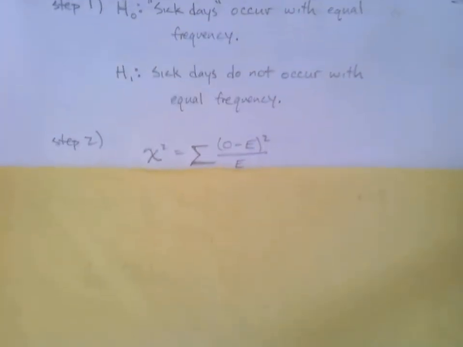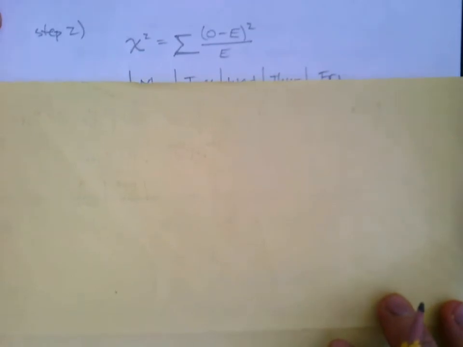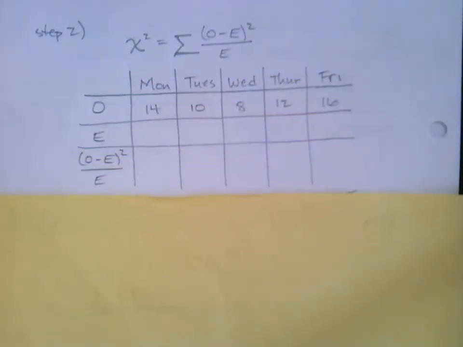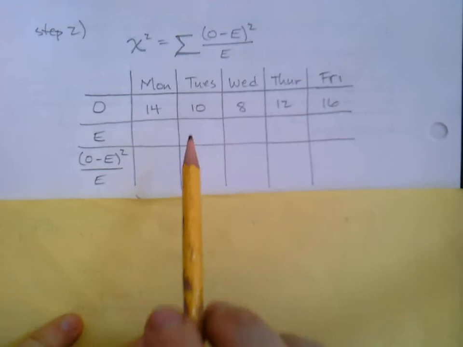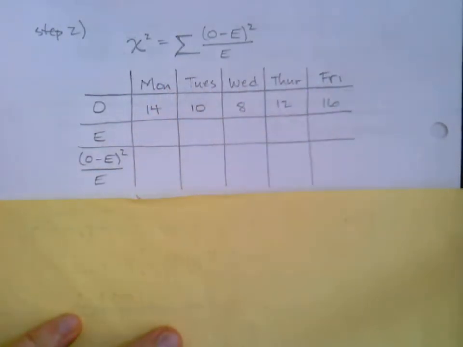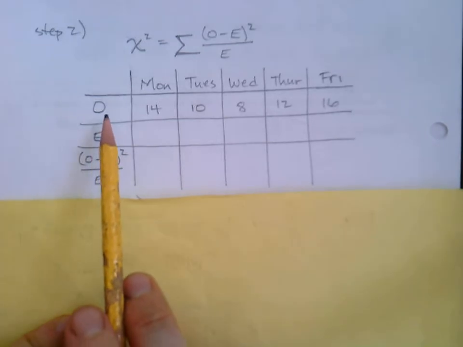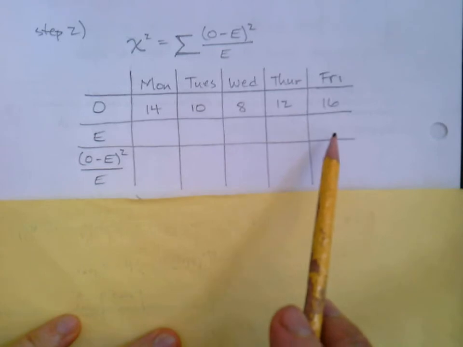Here's the way we're going to approach step 2. We're going to create a table. This keeps your work organized and nice and tight, so you don't have little calculations going on all over the place. I'm going to put Monday, Tuesday, Wednesday, Thursday, Friday as columns at the top, and my rows are going to be the observed. Then we're going to have the expected. We'll fill that in a moment.